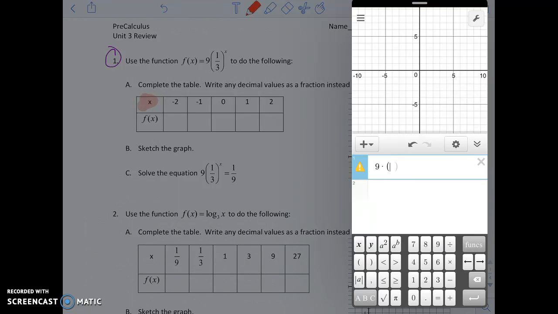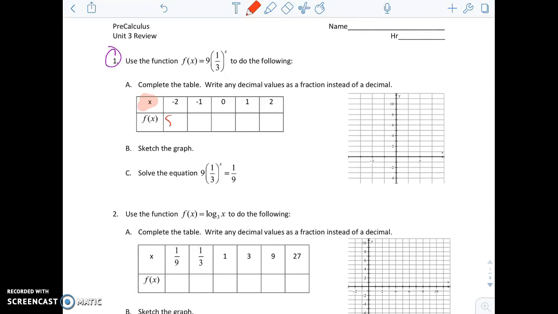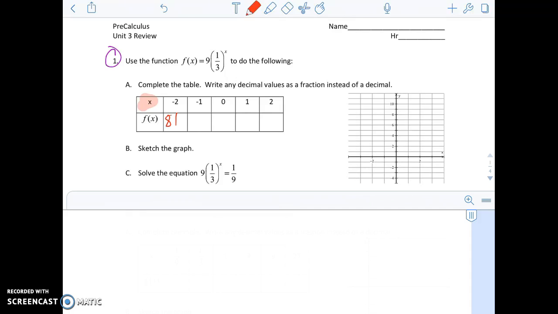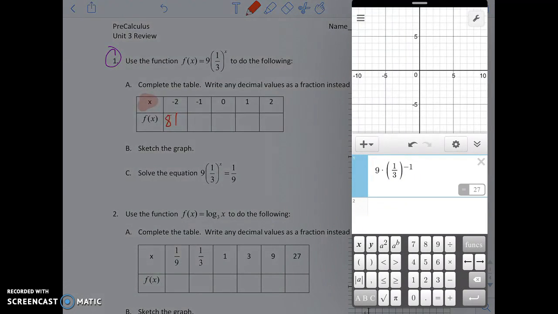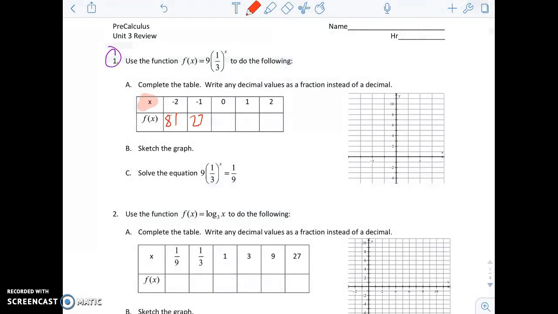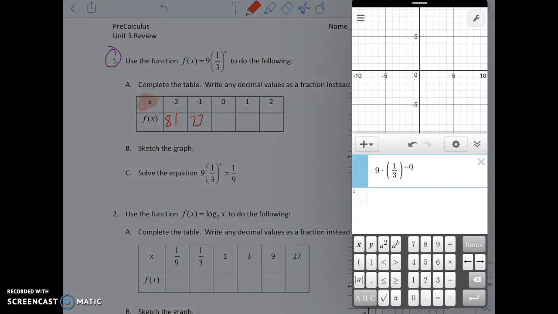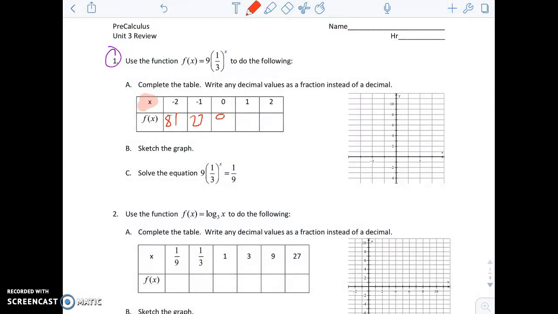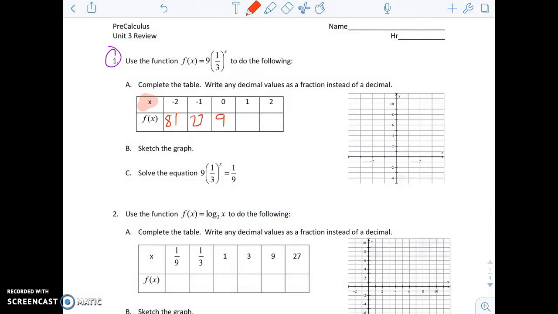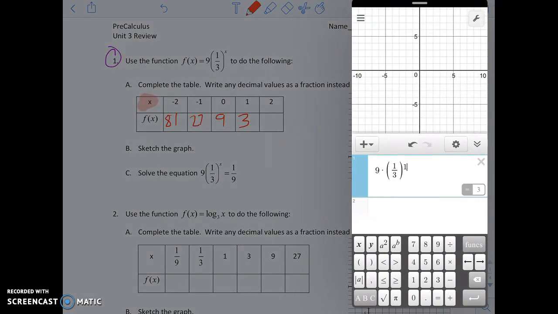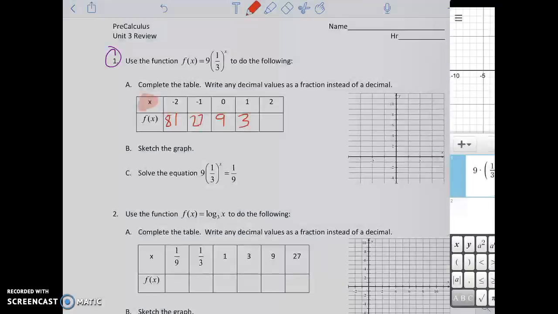9 times 1/3 to the negative 2 power equals 81. I'll just put 81 in here. Plug in negative 1, I get 27. If I plug in 0, I get 9. If I plug in positive 1, I'm going to get 3. If I plug in positive 2, I'm going to get 1.